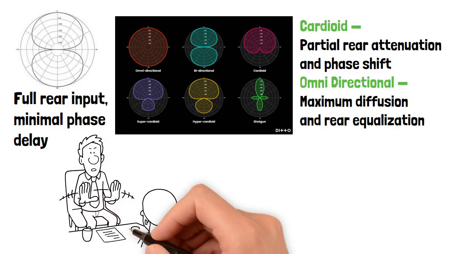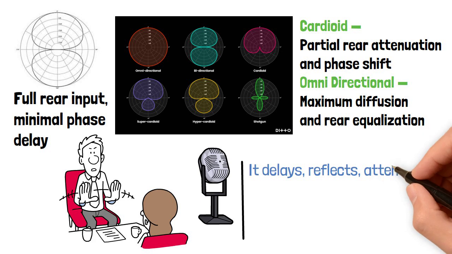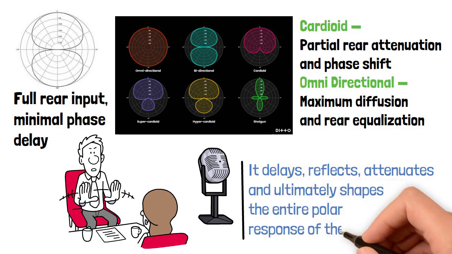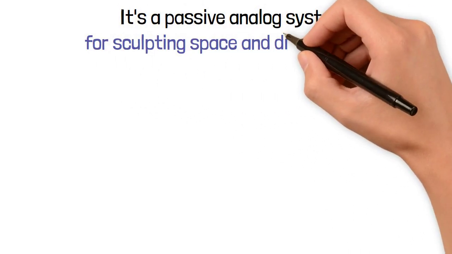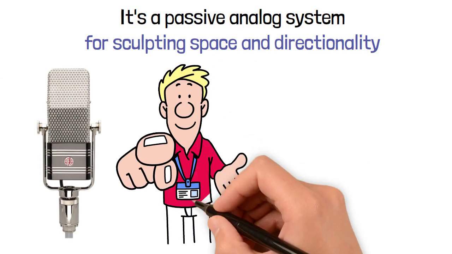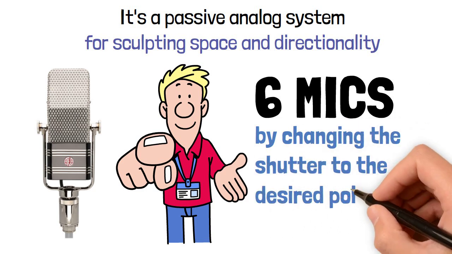In short, the acoustic labyrinth doesn't just dampen, it delays, reflects, attenuates, and ultimately shapes the entire polar response of the mic. It's a passive analog system for sculpting space and directionality. So in a ribbon mic with an acoustic labyrinth, you get the equivalent of about 6 mics by changing the shutter to the desired polar pattern.